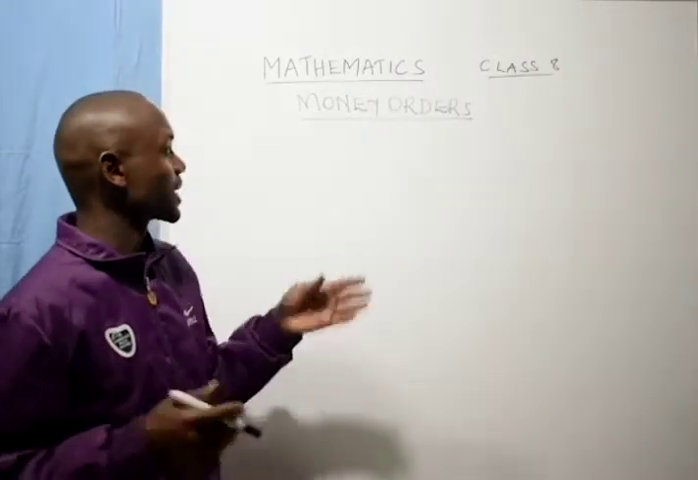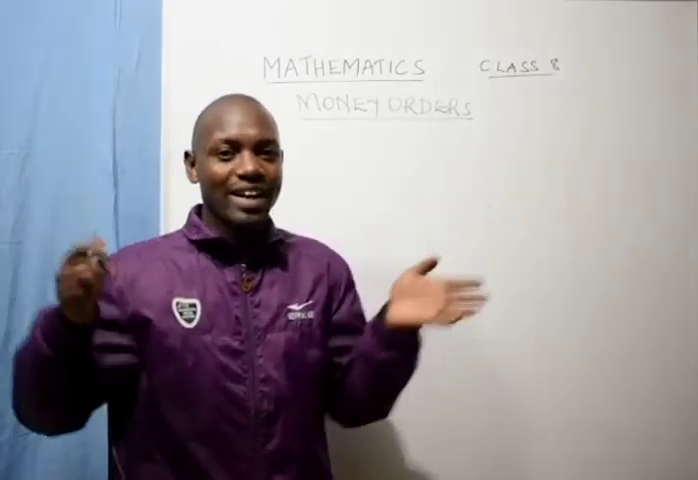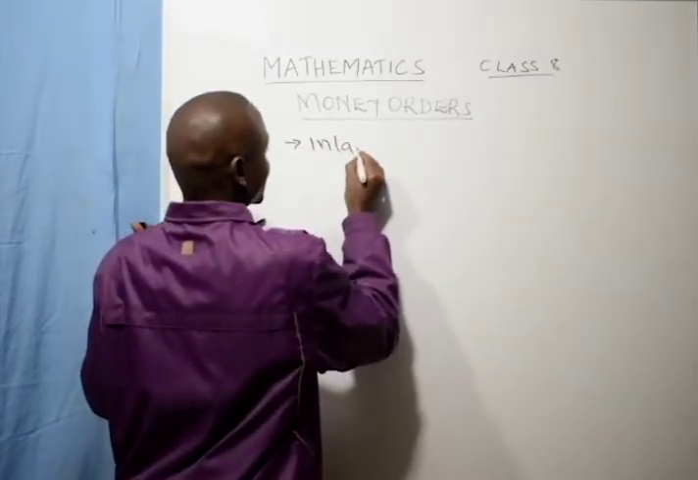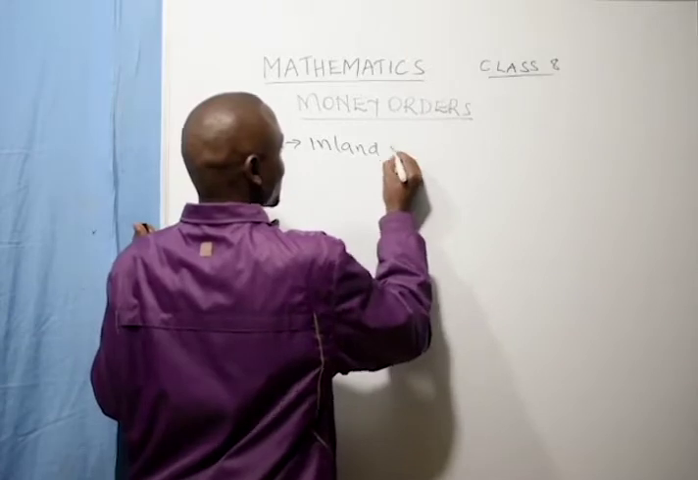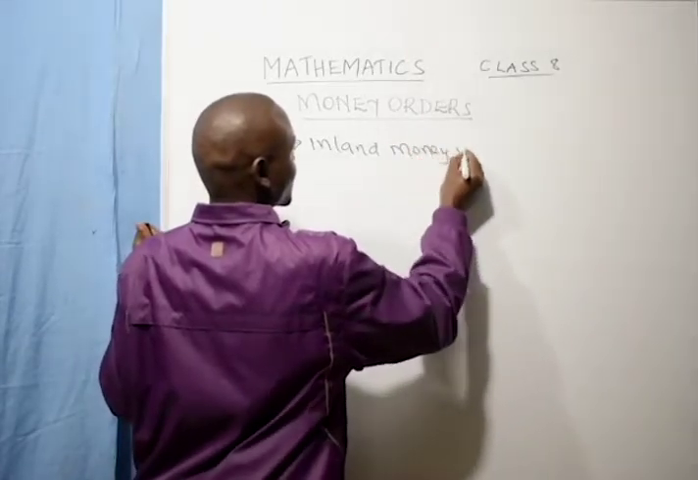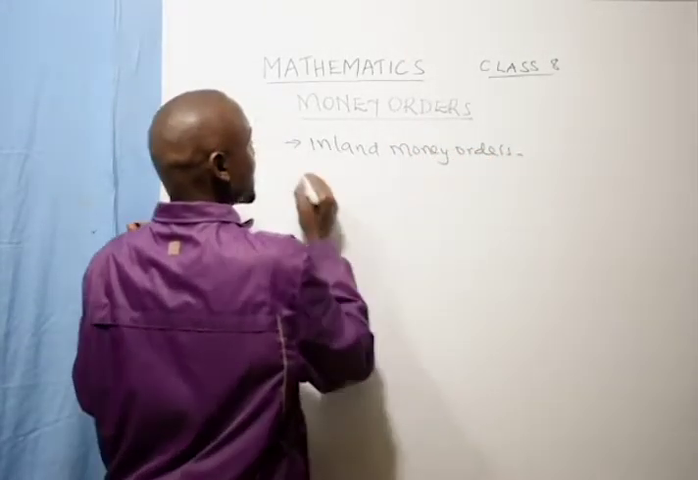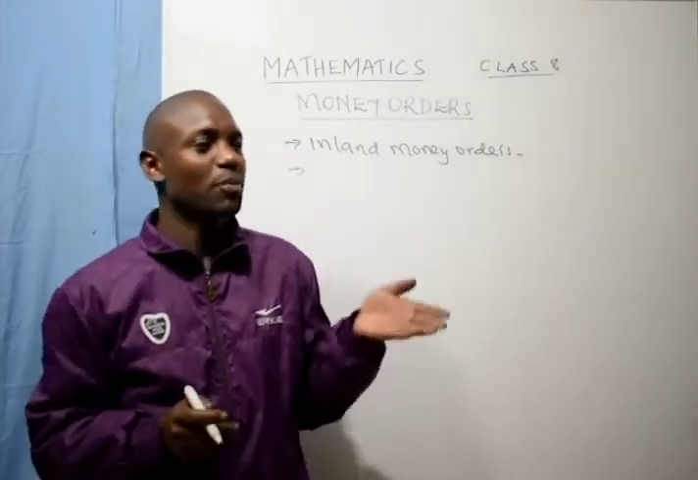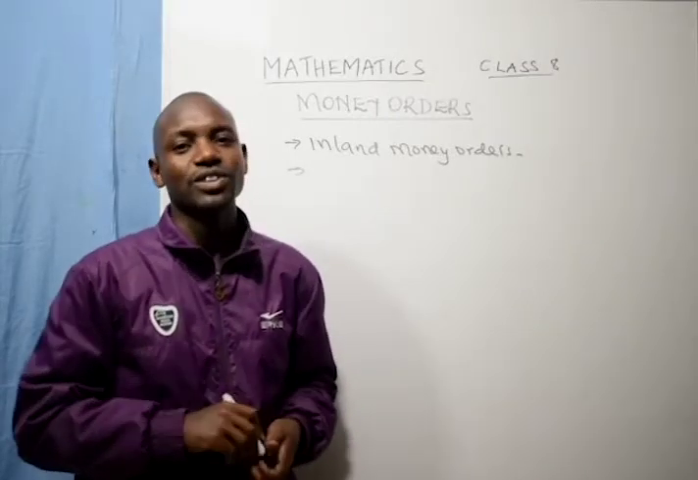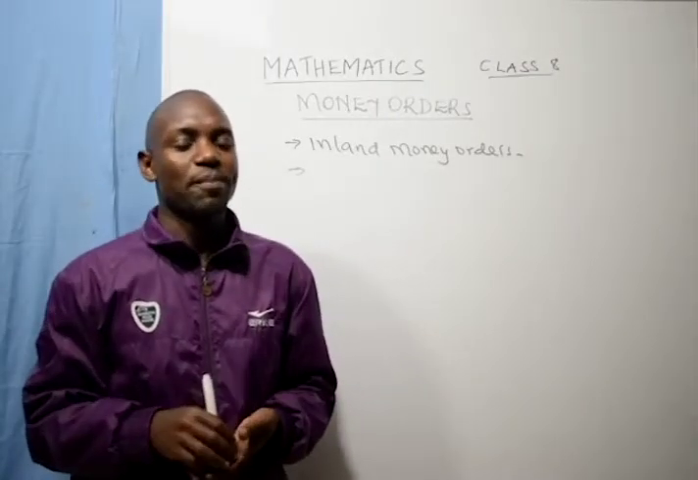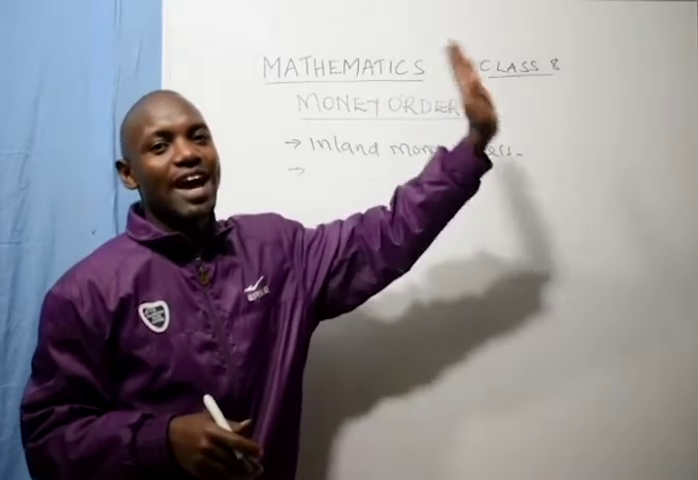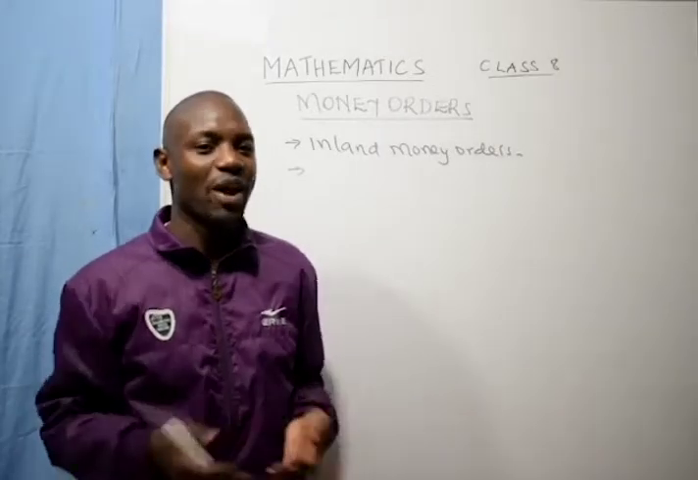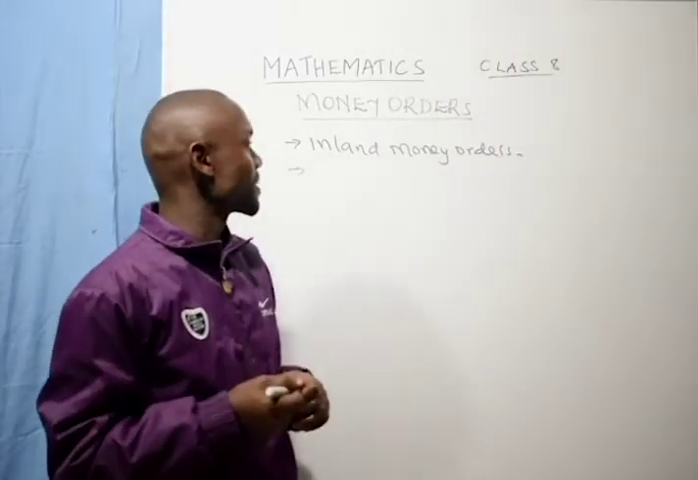You can send money to somebody, maybe within one country, which is called inland money orders. These are inland money orders, sending money within one country. For example, when you are in Nairobi, you send money to somebody who is in Kakamega. You can send money to somebody who is in Kisumu, in Moyale, in Isiolo, in Mombasa, or in Machakos, anywhere within one country. That is inland money orders.